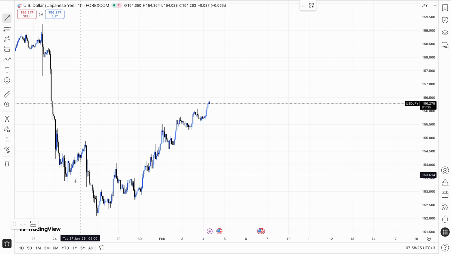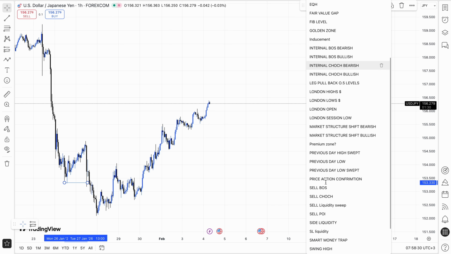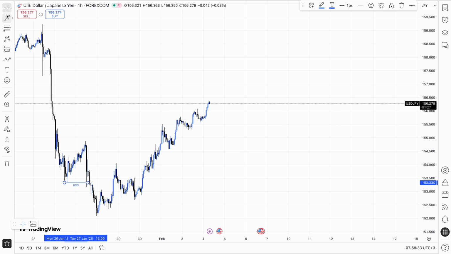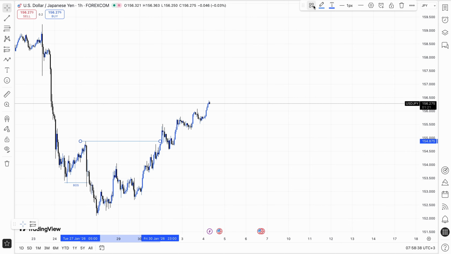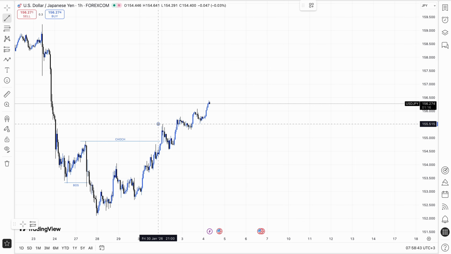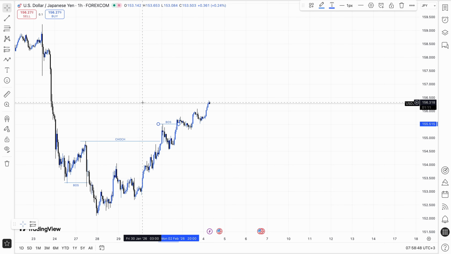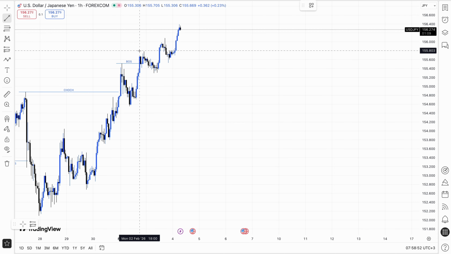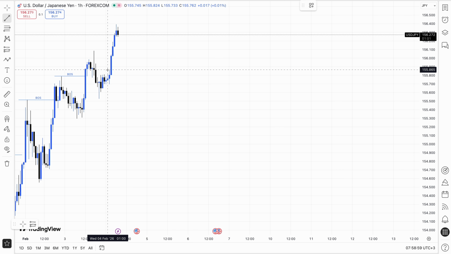But I can still take more trades because we had our break of structure to the downside. Then we had our change of character to the upside. Still external structure. Then break of structure to the upside. Then break of structure to the upside. And then continuation break of structure to the upside.